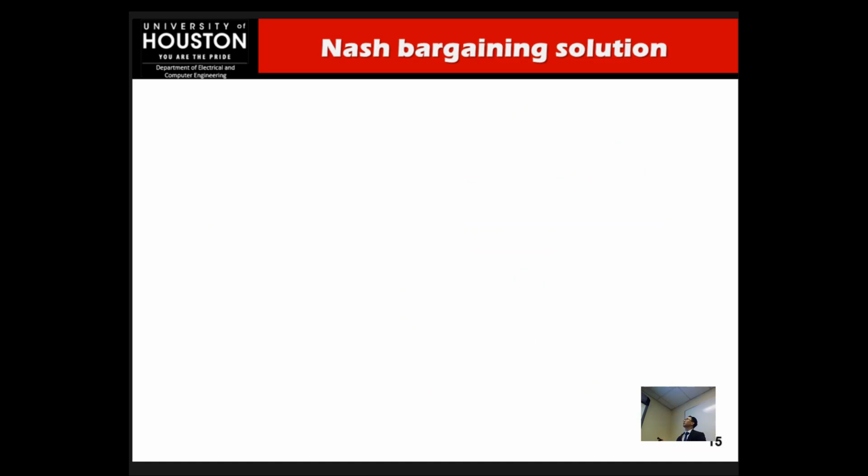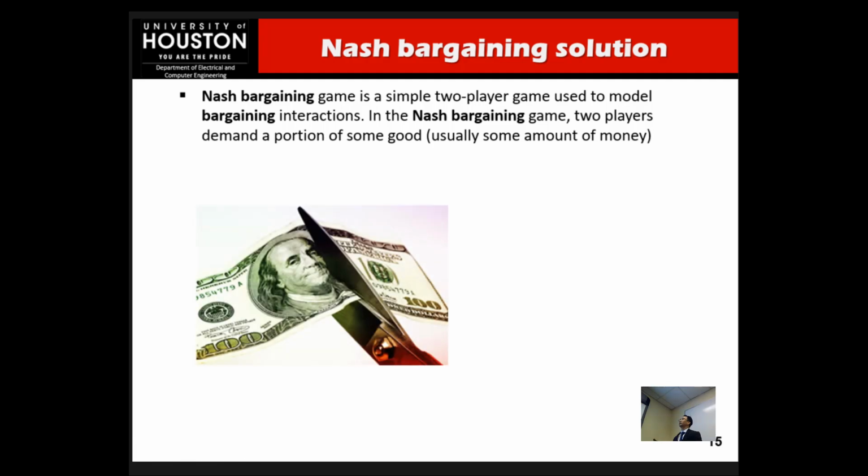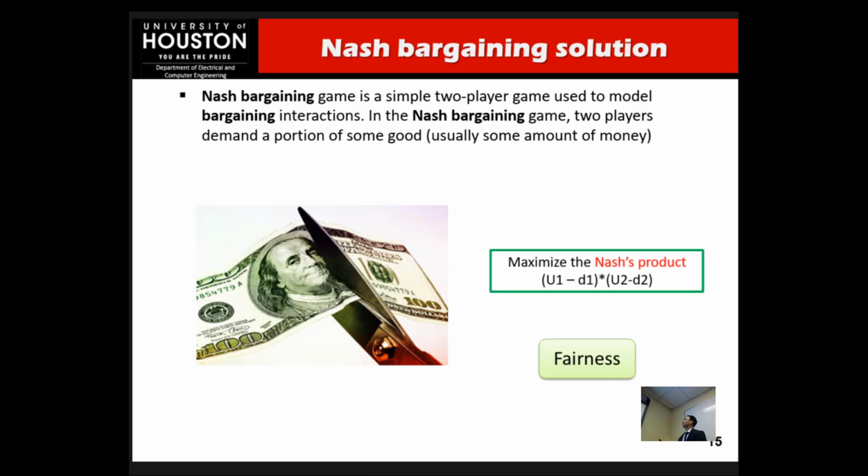And Nash bargaining is one of the good solutions here. Basically, Nash bargaining is used to model the bargaining interaction between two players. In order to achieve the Nash bargaining solution, we need to solve the maximization problem with the objective function in the Nash product. The U1 and U2 here are the payoffs of user 1 and user 2. The D1 and D2 here are the disagreement points of user 1 and user 2.